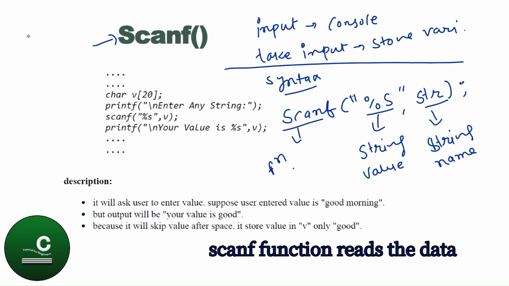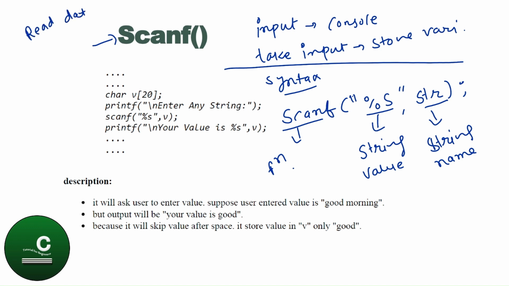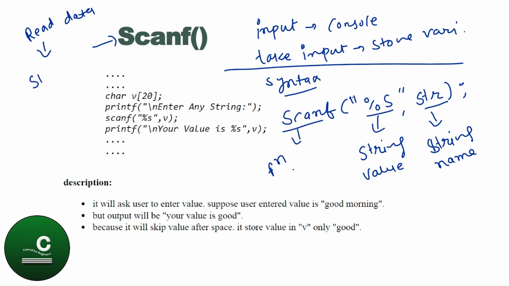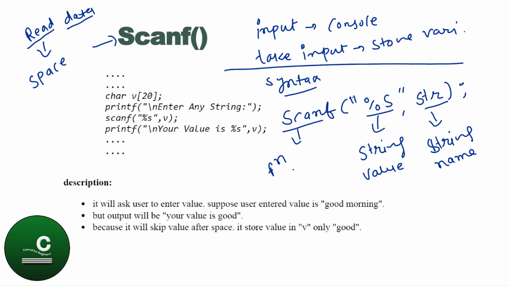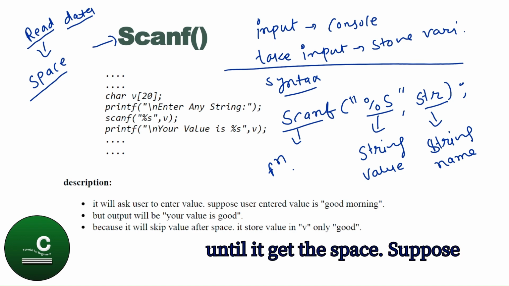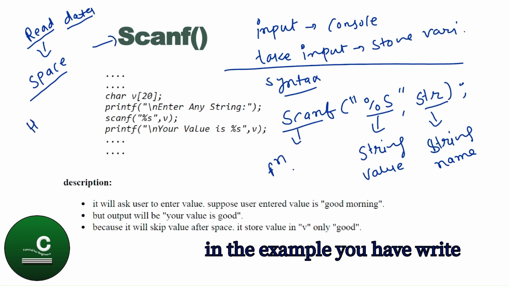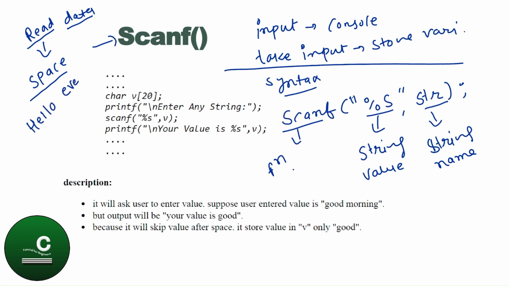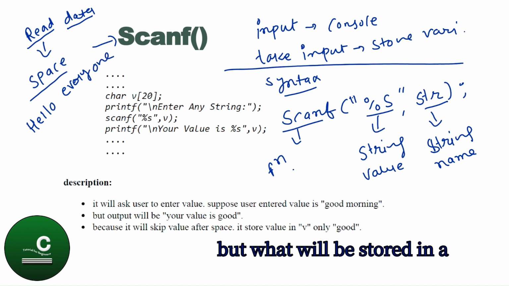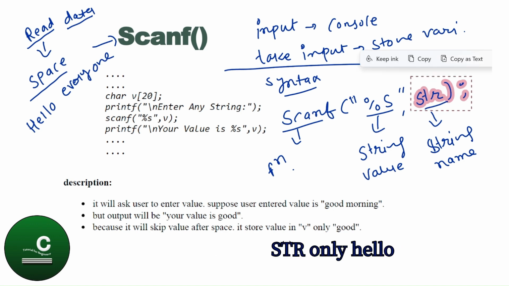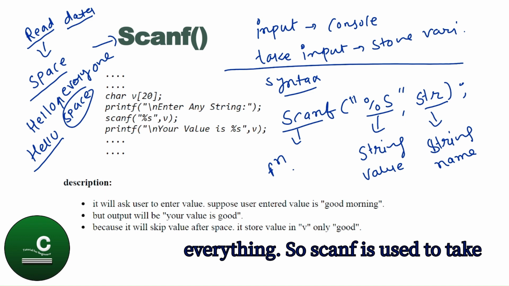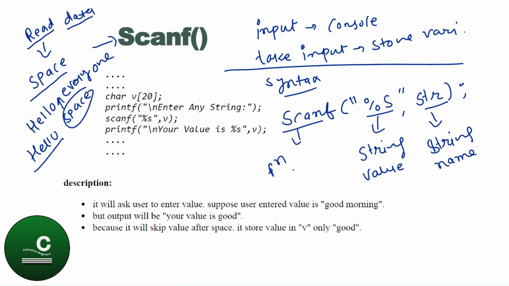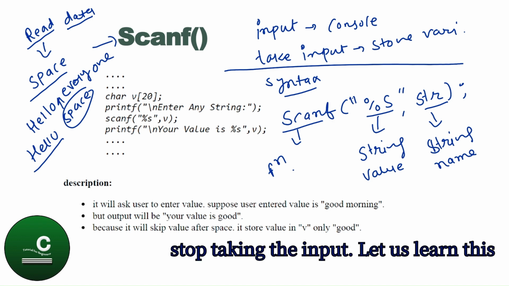The scanf function reads the data until it gets a space. Suppose in the example, you write hello everyone. But what will be stored in str? Only hello, because after the space it will ignore everything. So scanf is used to take the value only before the space. Whenever it reaches a space, it will stop taking the input.